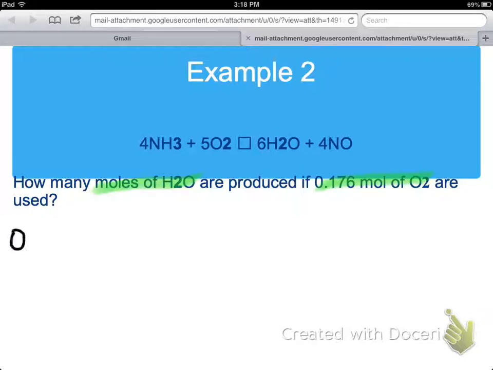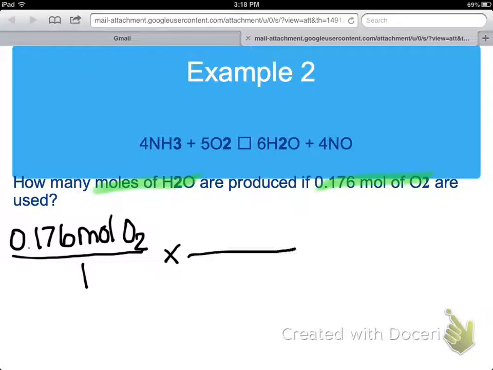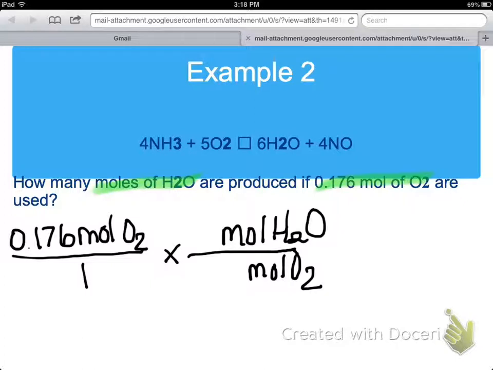So again, we're going to start with what we've been given, making sure to label it, label what elements I have, put it over 1. Setting up the conversion factor, moles of O2 automatically goes to the bottom there. We're trying to find moles of H2O, so we'll put that on top. We have to check now our balanced equation to put in the correct coefficients. So we have a 6 here, a 5 here. So we'll cancel out. We're left with moles of H2O.